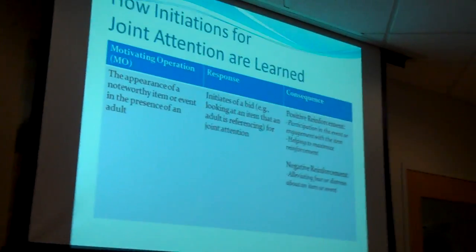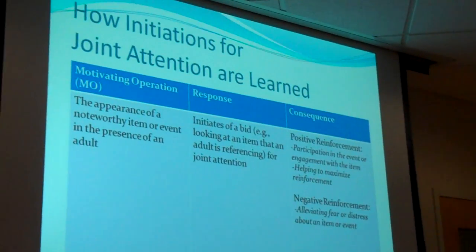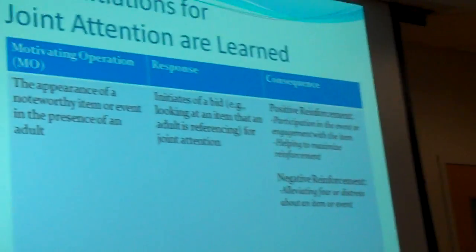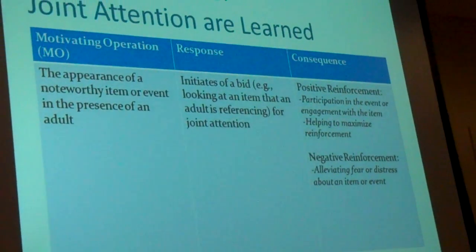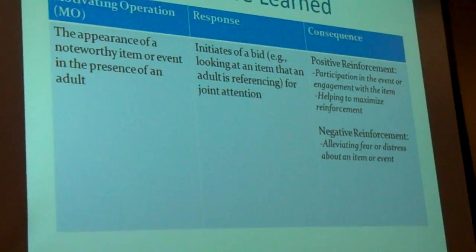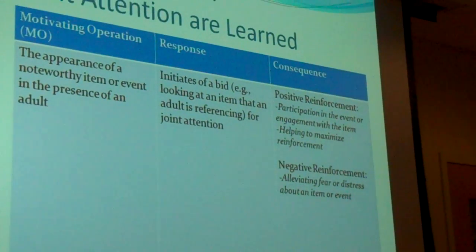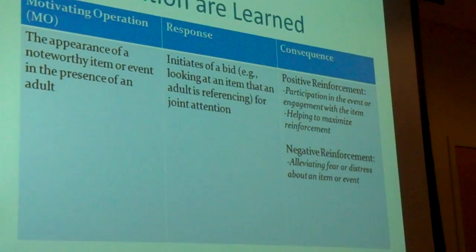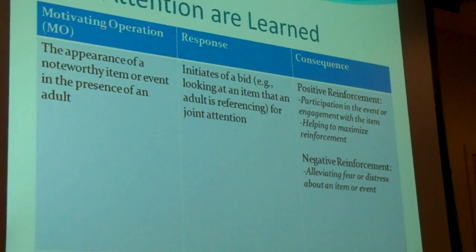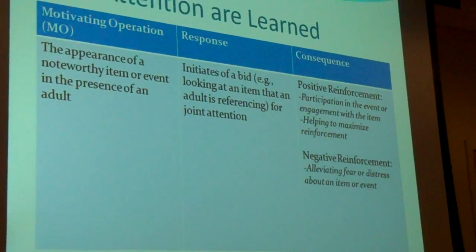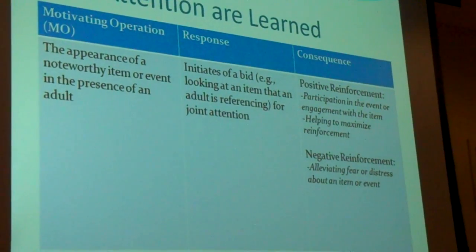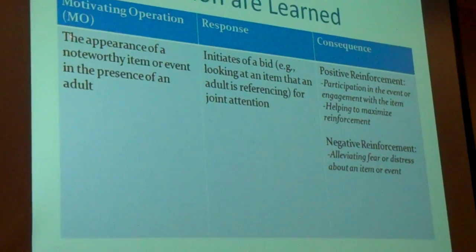So we're going to look at how initiations are learned as well as how responses for joint attention are learned. So right here we're going to break down how we look at a skill. And just in general, we're always looking at the three-term contingency of an antecedent, a response or a behavior, and the consequence, and how those parts all play into each other. So looking at the example of how initiations are learned, one of the things that's important to note here is that we're going to look at a motivating operation.